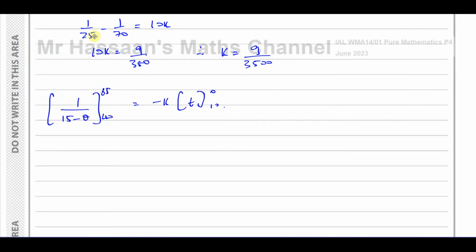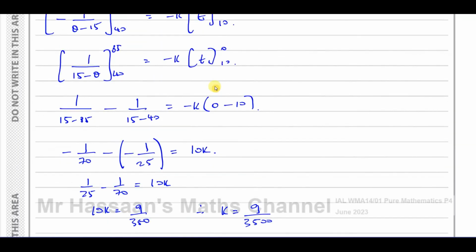All right, so I'm going to go back to this here. I'm going to get rid of the limits, and I'm going to put in the value of k as it is. So k is equal to 9 over 3,500. So minus 9 over 3,500, because it said minus k. And now I'm trying to find theta in terms of t. I know I can use either of these pairs. I could use 40 and 10. I could use 85 and 0. I think 85 and 0 is probably easier.